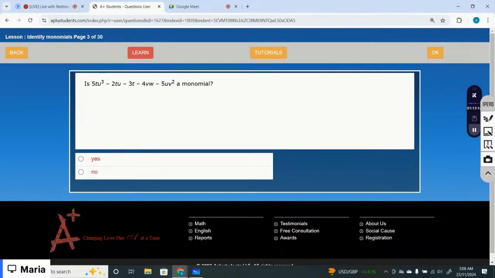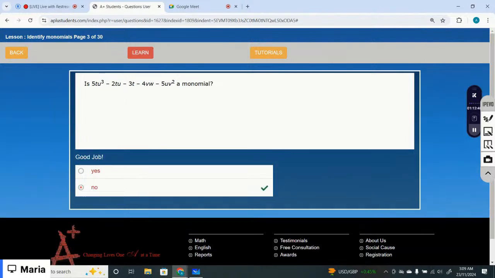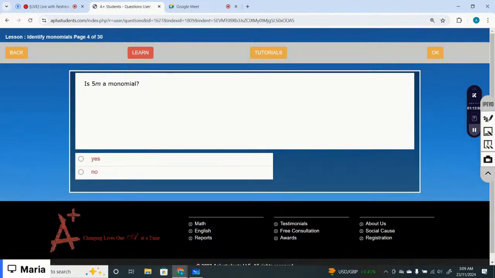Is 5tu cube minus 2tu3 minus 3t minus 4vw and minus 5u square a monomial? The correct option is no, that isn't a monomial, right? A monomial does not involve any addition and subtraction sign. So the correct option is no.